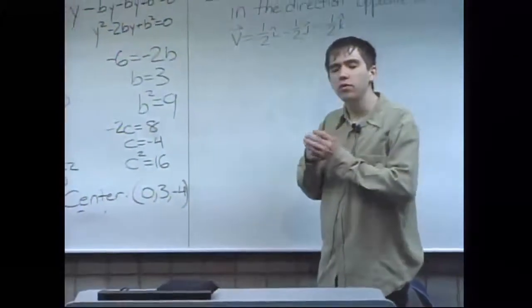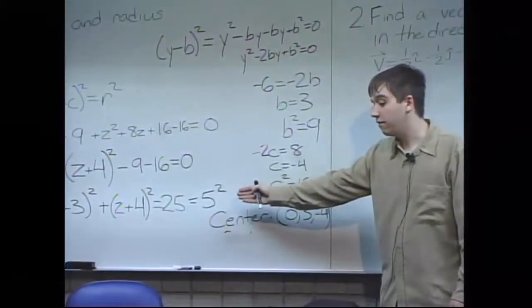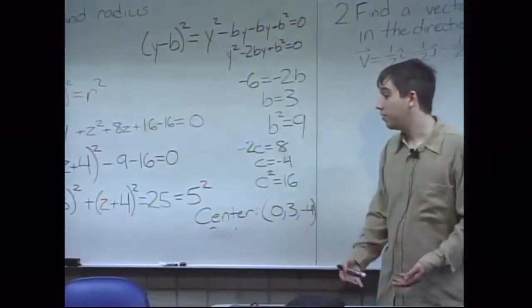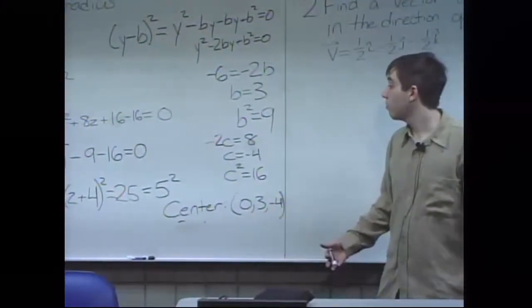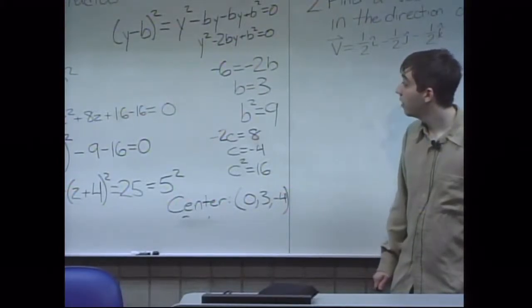Basically, ultimately, what you just want to do is try and get the equation of the sphere into as general a form as you possibly can. And using this completing the square method is the way that you typically go about doing these problems.